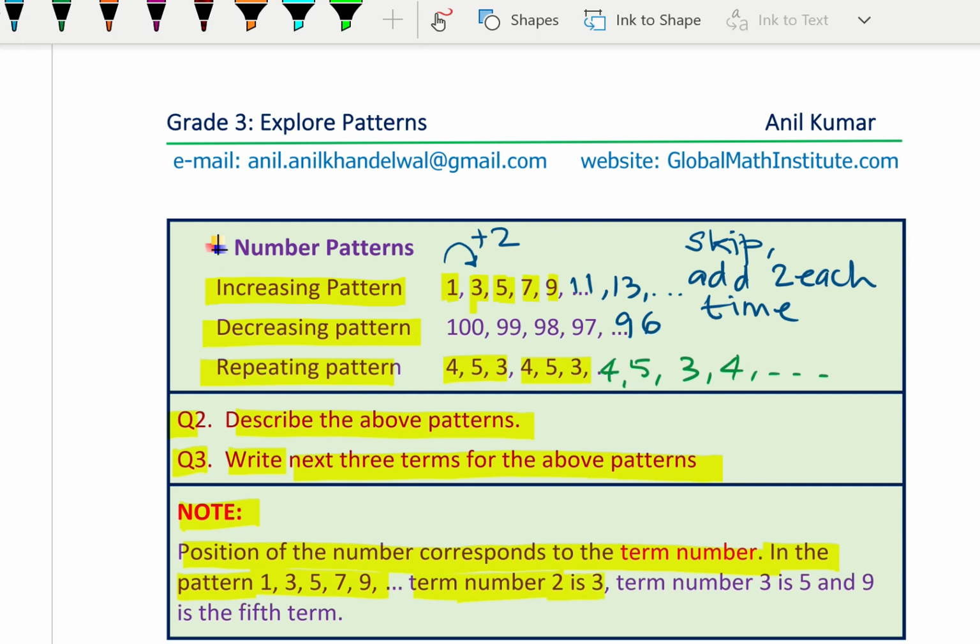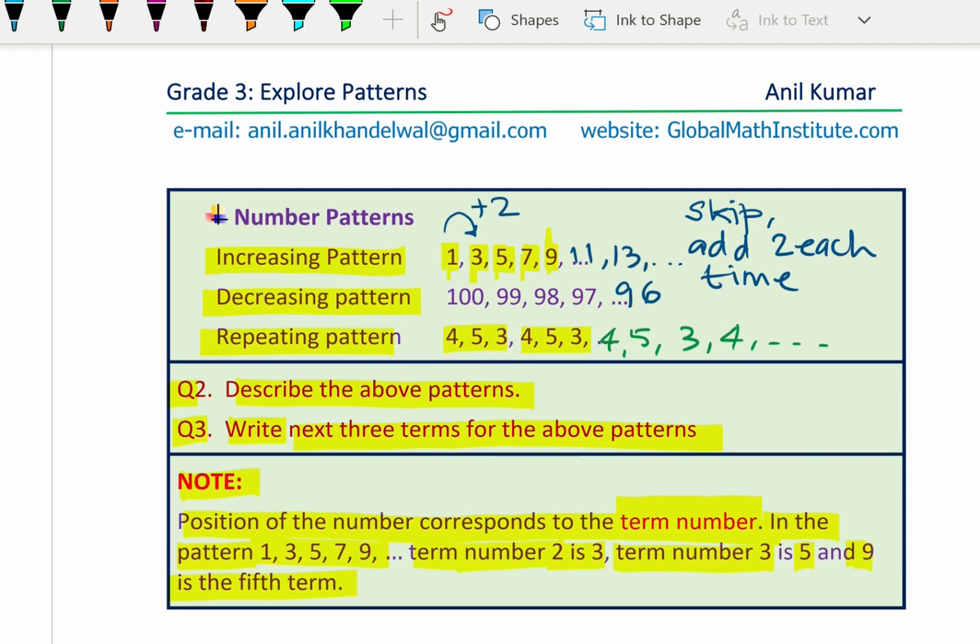Does that make sense to you? Term number 2, the second term in this pattern 1, 3, 5, 7, 9, is 3. Term number 3 is 5 and 9 is the fifth term. If you count 1, 2, 3, 4, 5, 9 is the fifth term. That is how we relate term numbers and the numbers written at that position. It helps to describe any pattern.